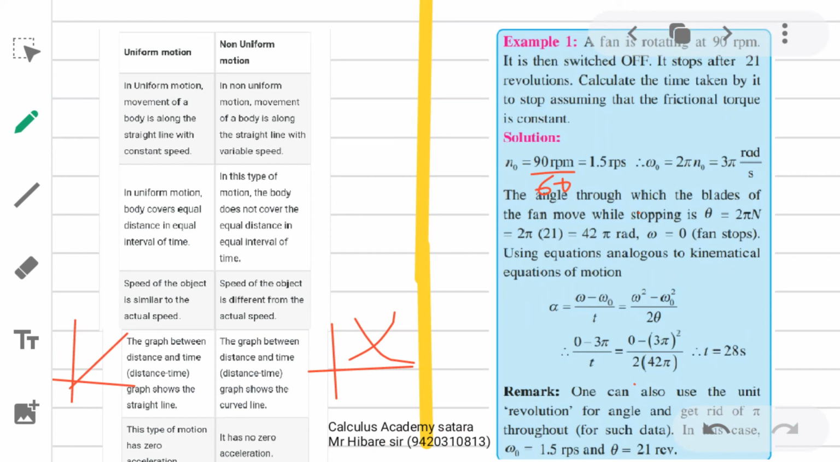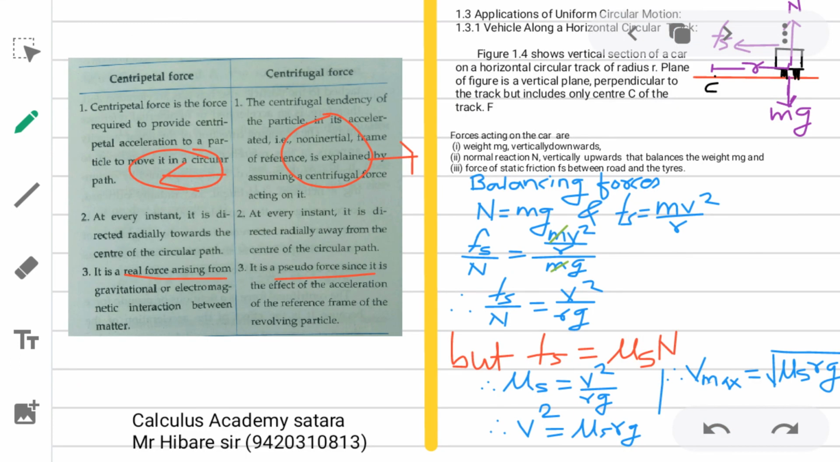Now this is the example, you have to do it. The solution is given. Centripetal and centrifugal force. Towards the center is centripetal, away from the center is centrifugal. Centripetal is the real force, centrifugal is a pseudo force. Centripetal is always directed towards the center, while centrifugal is directed away from the center.